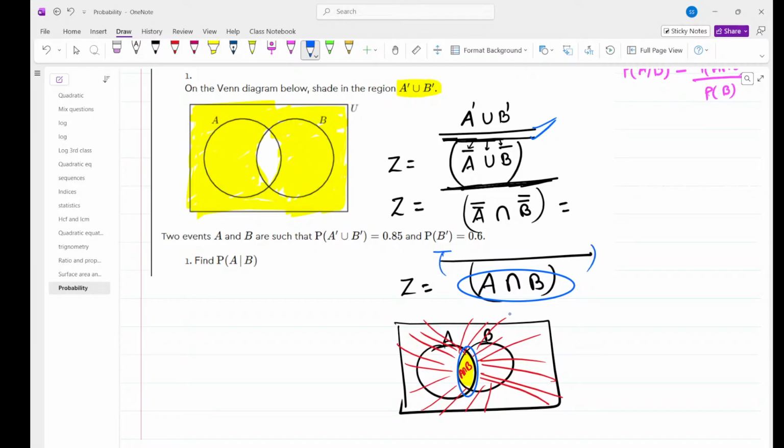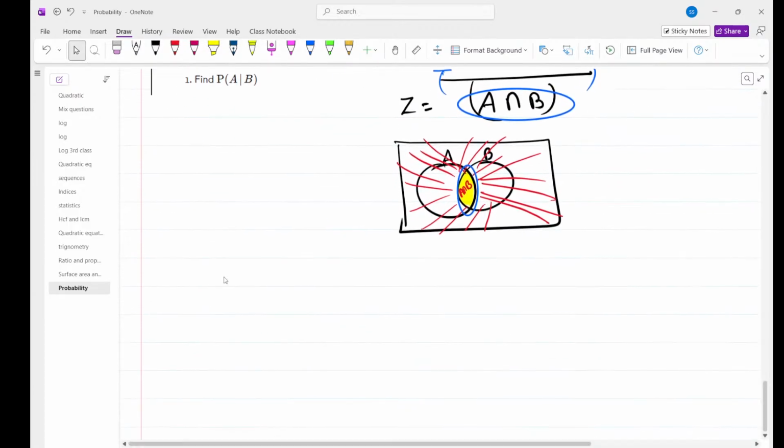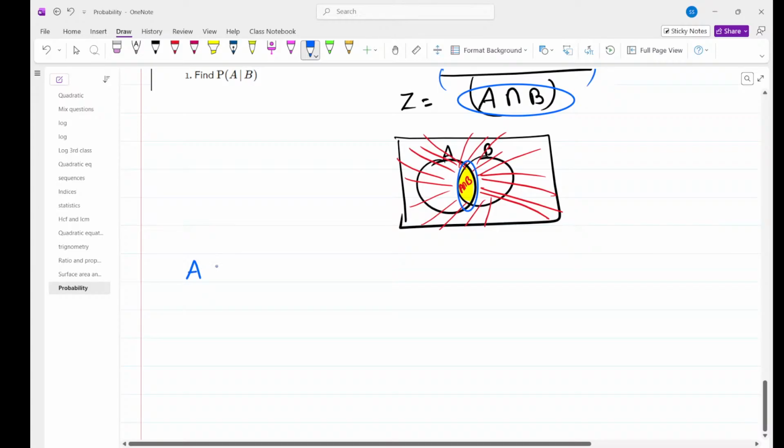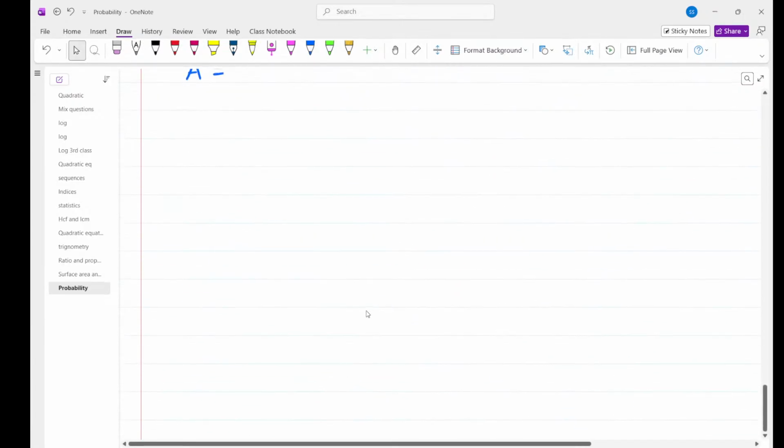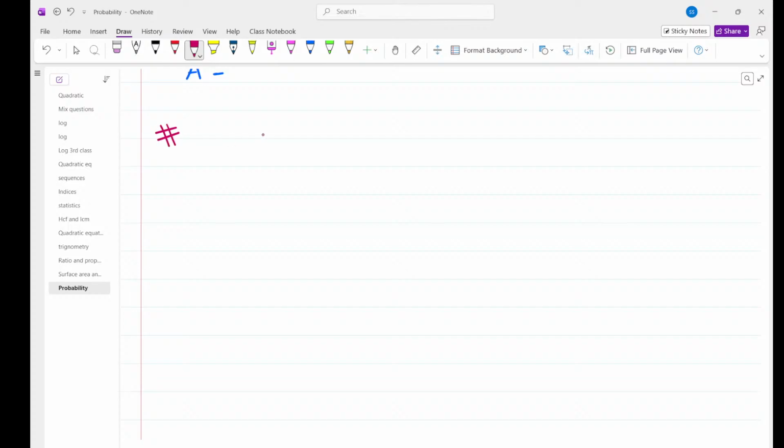What is the meaning? You mean that big line is a complement as well? Yes, I have given two complements. See here, this is the first complement and this is the second complement. You wrote A complement complement intersection B complement. Wait, wait, fundamentals are missing. That's why this is happening.